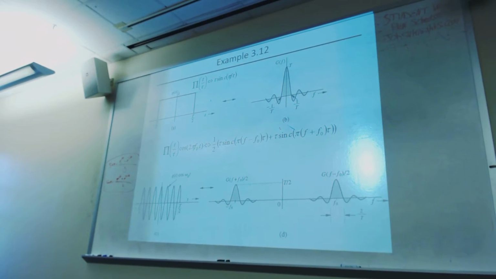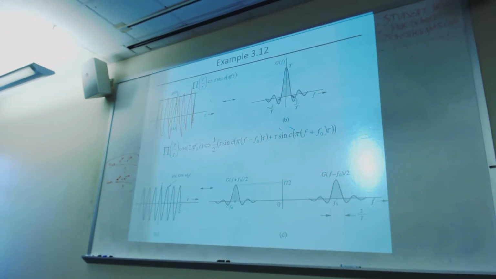One more example. Let's say you have a pulse signal. In the time domain you have a pulse, so what's the Fourier transform of that? It is this sinc. Now if I multiply this by cosine, this is the result.